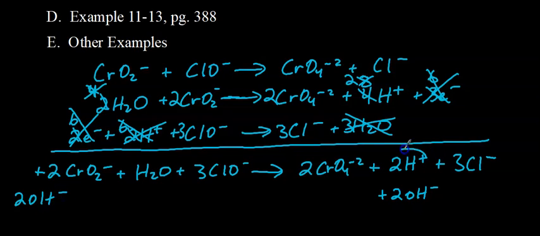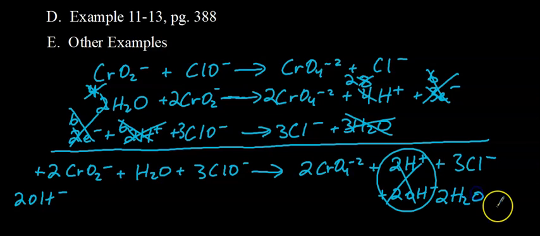Now notice on this side we have 2 H plus and 2 OH minus. That's going to make 2 waters. And I believe we have water on the other side. We have 2 waters on the right, 1 on the left. So this 1 on the left is going to cancel with 1 on the right. And so we end up still with 1 on the right. So we have 2 OH minus plus 2 CrO2 minus plus 3 ClO minus makes 2 CrO4 2 minus plus 3 Cl minus plus H2O.